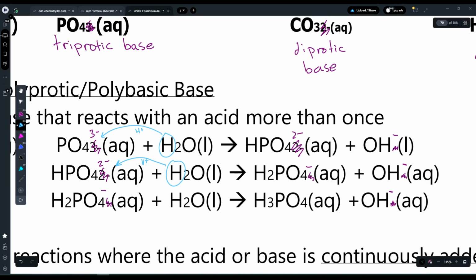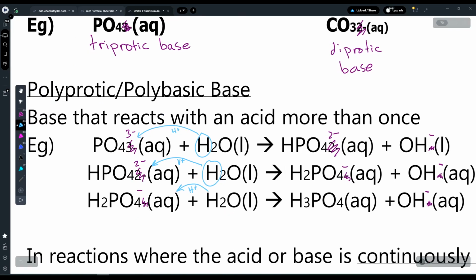Okay, so we have dihydrogen phosphate reacts with water, water donates a proton, and we get H3PO4, which is phosphoric acid, and a hydroxide ion. Okay, so the goal with this would be to take the phosphate ion and react it with water, and each time you're only transferring one hydrogen or one proton at a time.